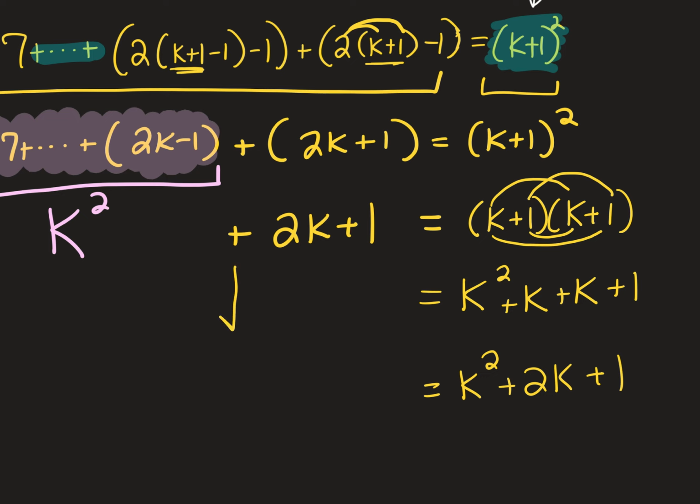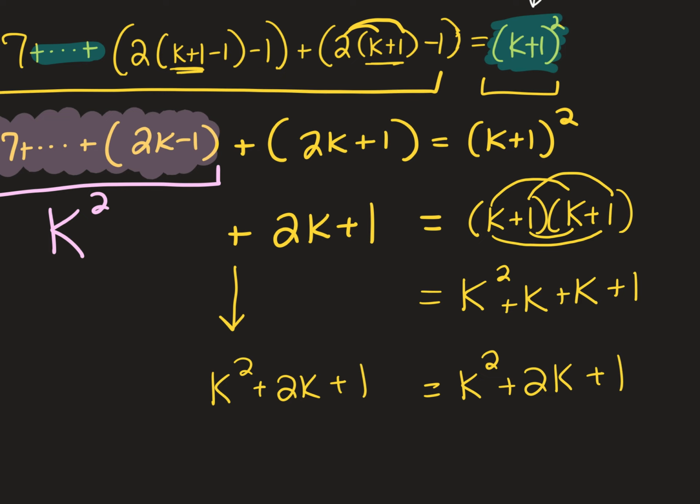And look at what we had on the left side. k squared plus 2k plus 1. We have the same thing on both sides. So what I've just shown is that if we assume it works for some number k, it's going to work for the next number as well. The way we compute k and the way we compute k plus 1 gave us the same equivalent expression in the end.